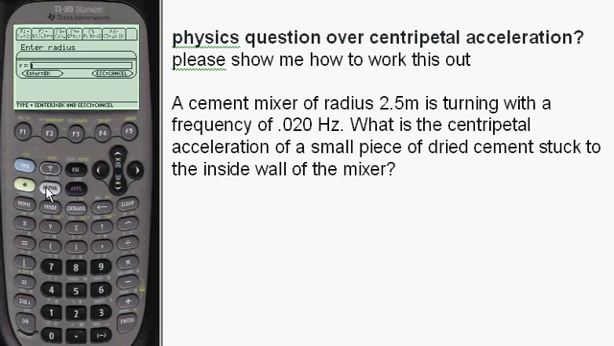And we enter the variables. Alpha 2.5. And it's meters, number 3. And the frequency is alpha 0.02. And I'll show you what you've entered. Looks pretty good.